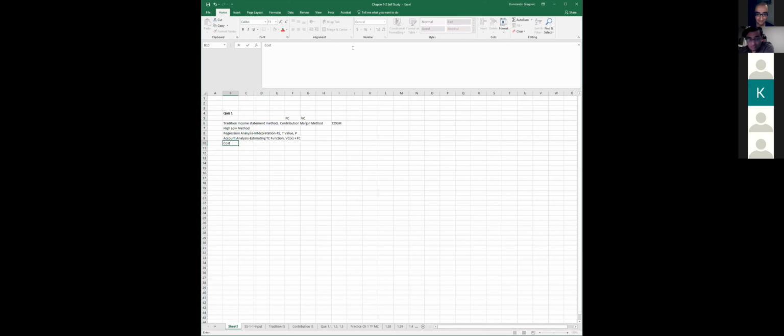Cost classifications. So know what direct materials are, direct labor, manufacturing overhead, indirect costs, direct costs. What were the other ones? Period. Product costs. What were some other ones? Opportunity costs. You may see sunk costs.